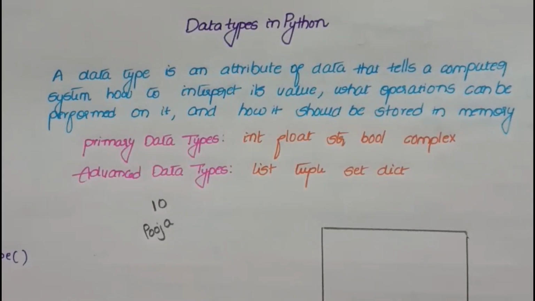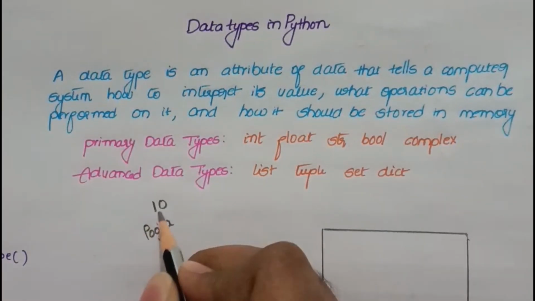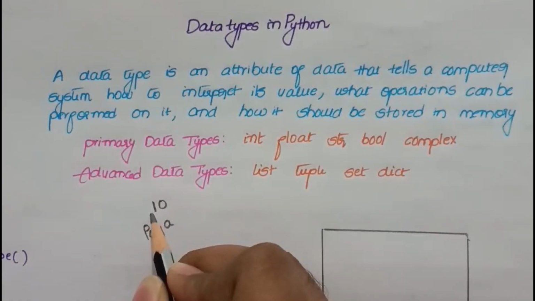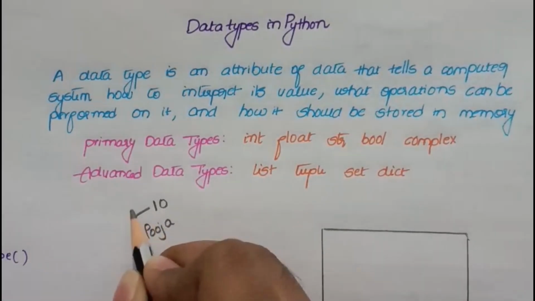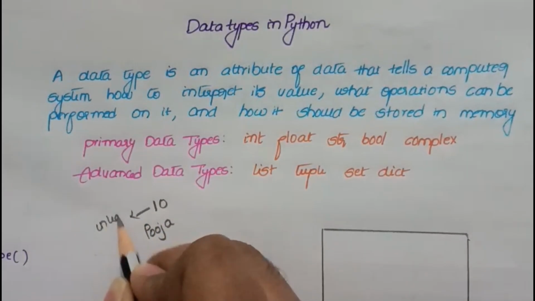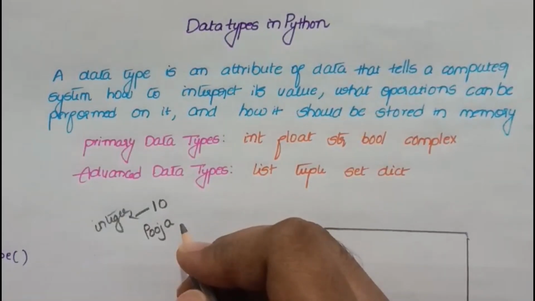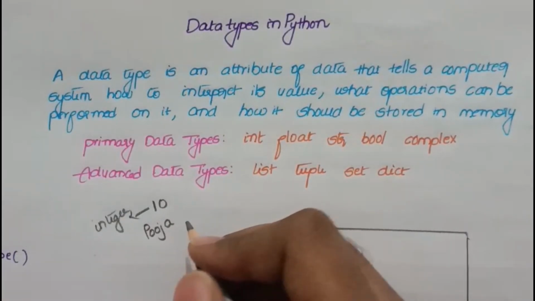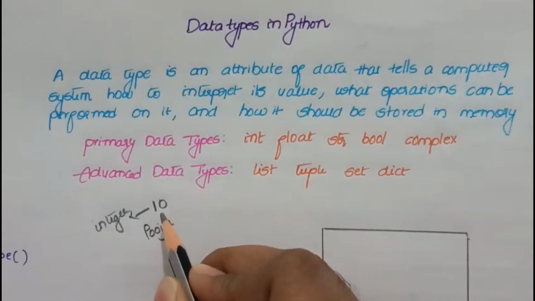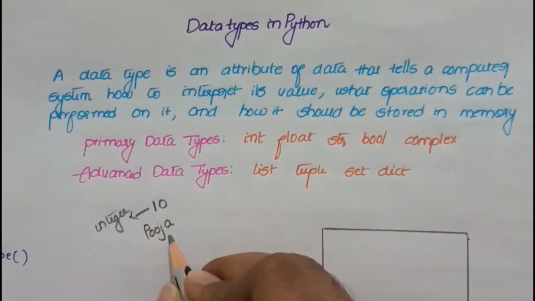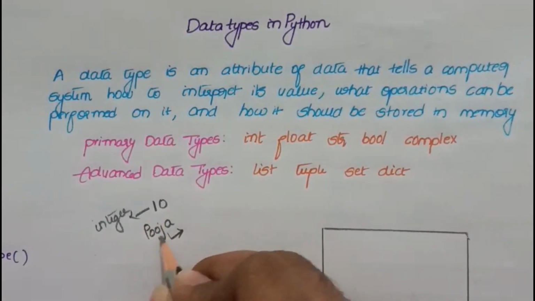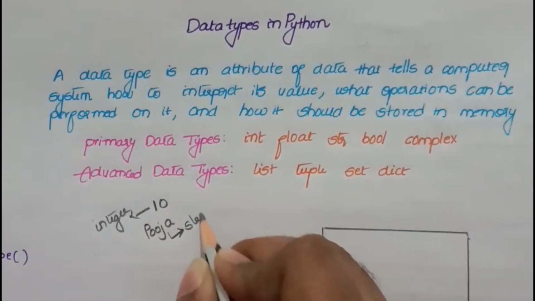And the data has a specific attribute, meaning a property. For example, this 10 should be treated as an integer. It should not be treated as a string. A string is a collection of characters. You will get to know it in this video itself. So this 10 should be treated as an integer. This sequence of characters should be treated as a string.